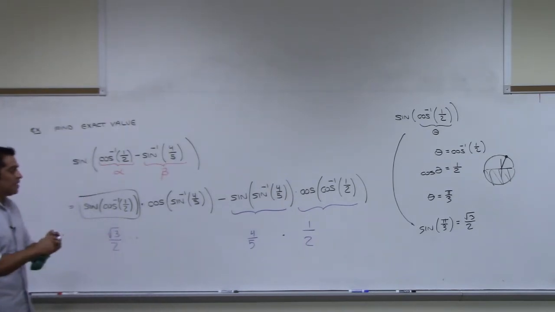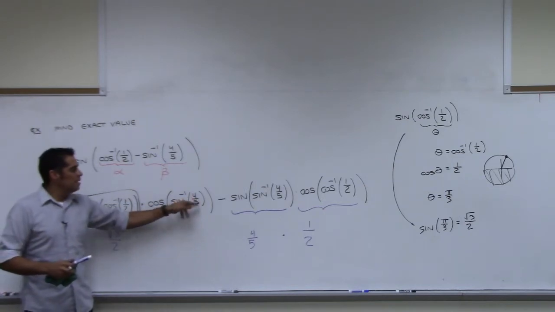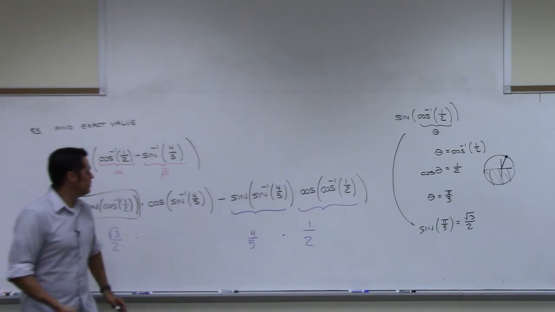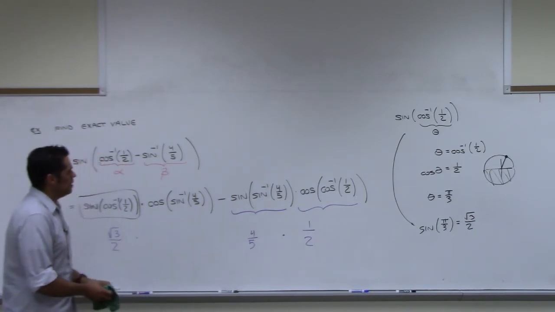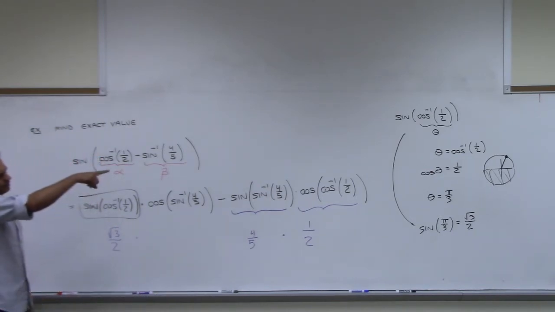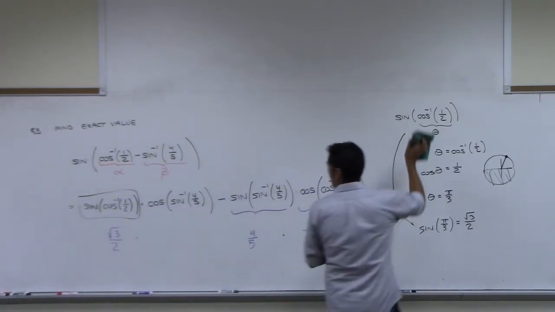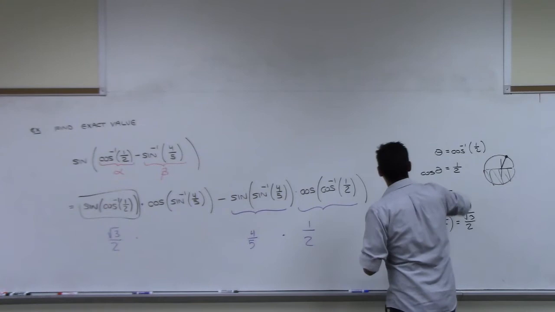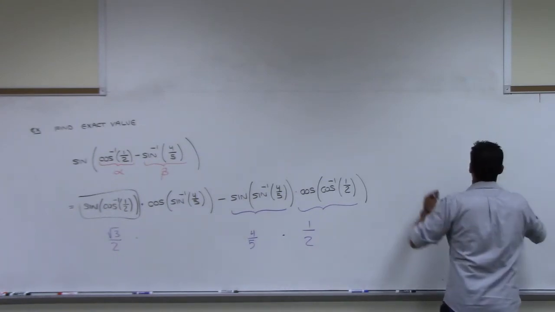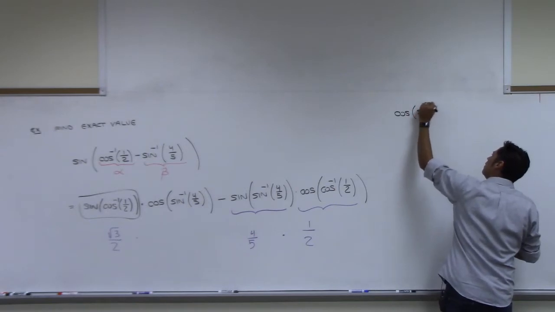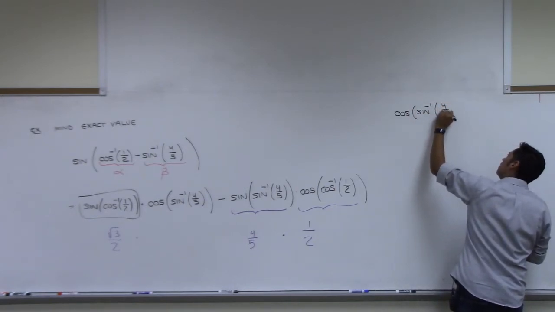Times, now for this one, 4/5 is not a common value. So we're actually going to need the triangle for this. Can I erase that over there? Okay. So I'm going to do cosine of arcsine of 4/5.